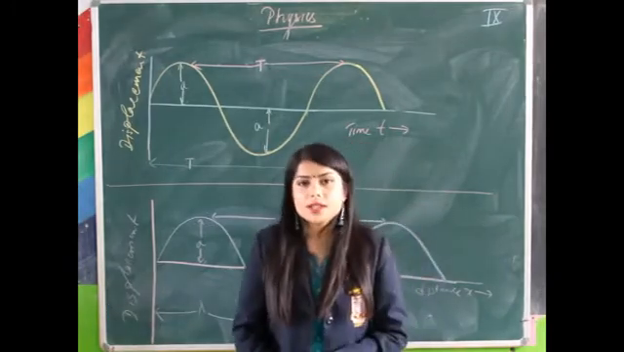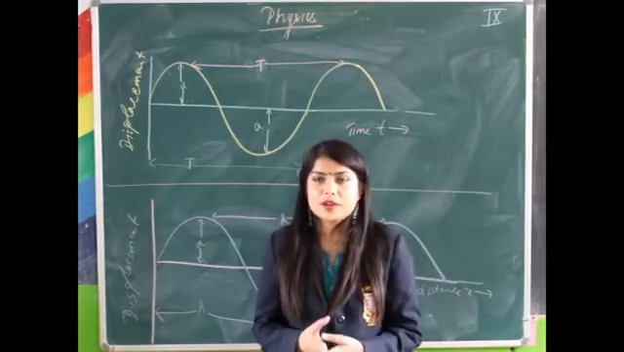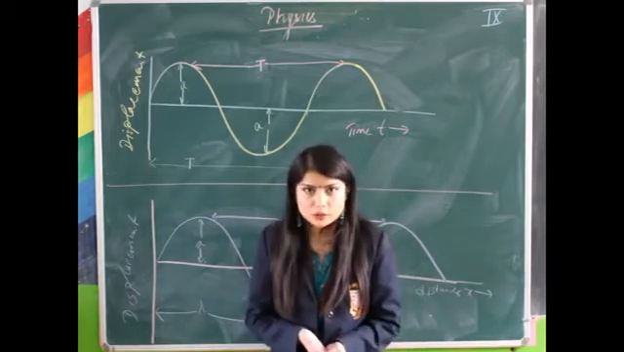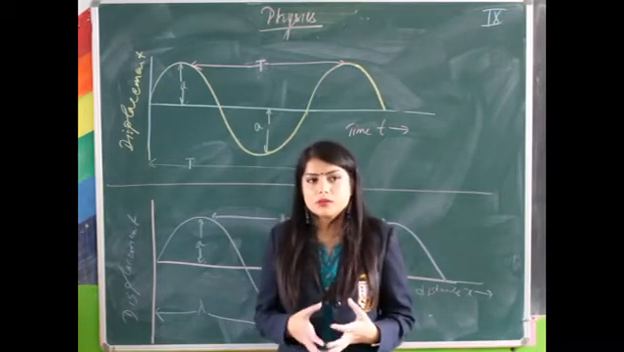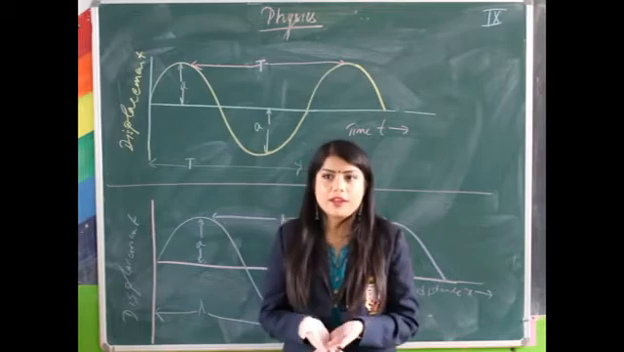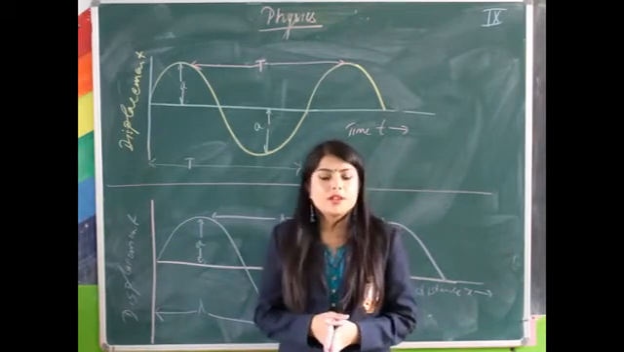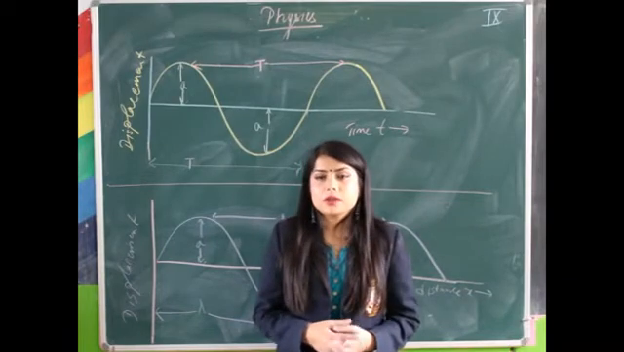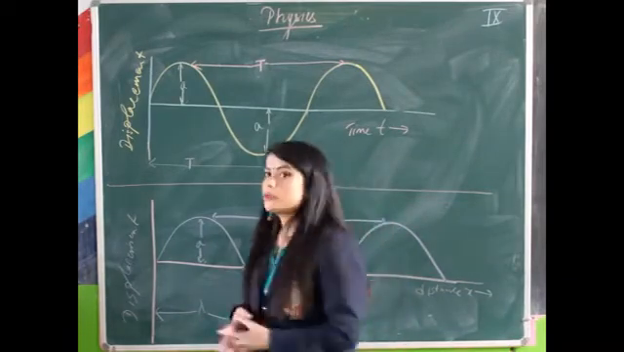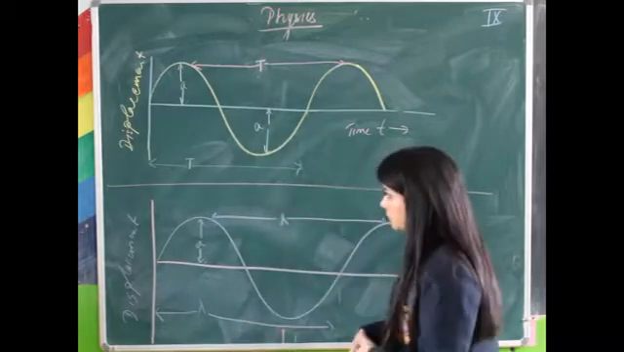What you have studied in the chapter is that sound needs a medium to travel. Sound cannot travel in vacuum, that we have studied. And sound is a type of wave, and that wave is a longitudinal wave. Now there are two types of wave, longitudinal and transverse. Now we are discussing transverse waves over here.